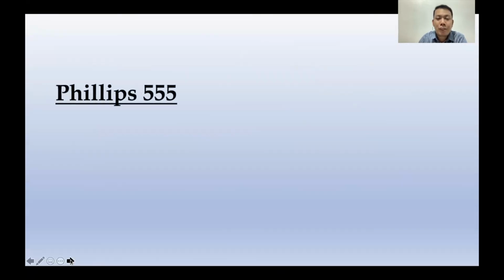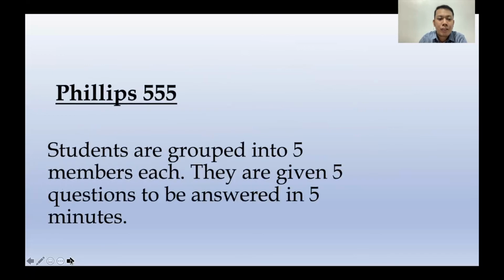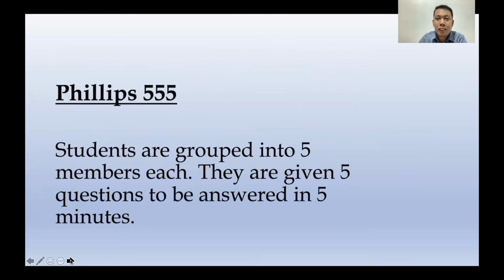So another is Phillips 555. Students are grouped into 5 members each. They are given 5 questions to be answered in 5 minutes. So as simple as that. This can be done before the lesson, let's say for the recall. It could also be done during the lesson after the presentation of the lesson, or as part of the formative assessment at the end of the lesson.